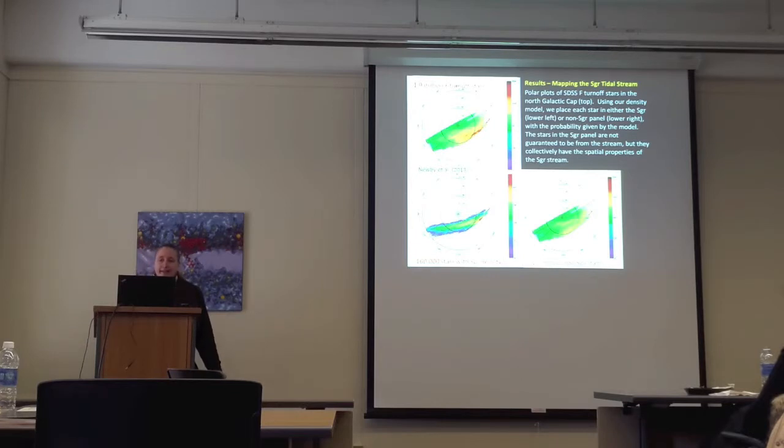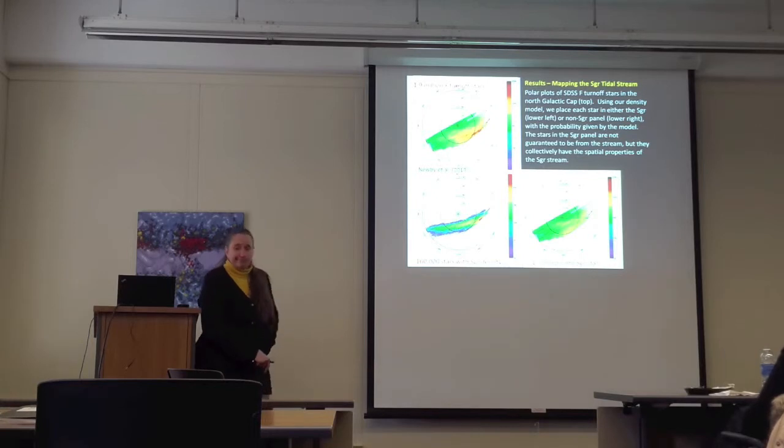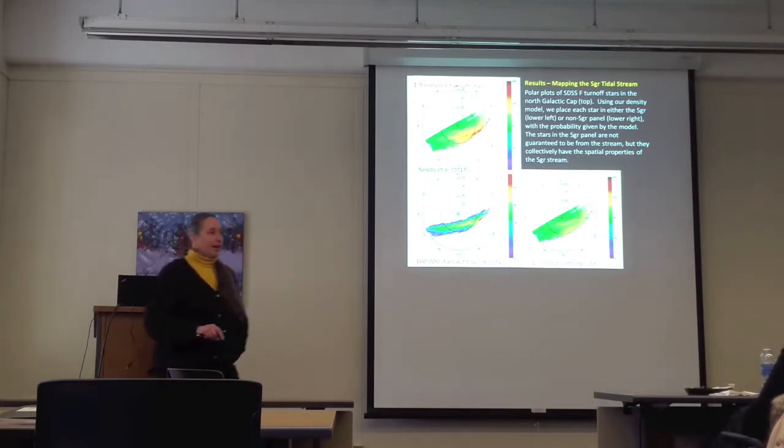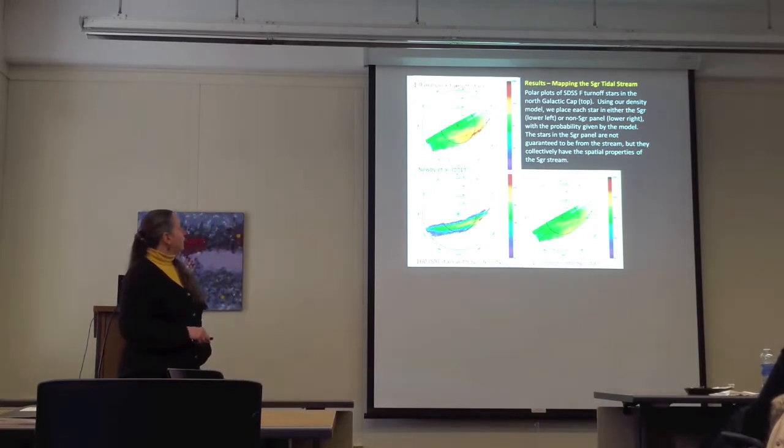So just at the end, I want to put up a couple of results from the two different applications that I have up. One of them is the density map of turn-off stars in the Sloan Digital Sky Survey in the North Galactic Cap. So that's 2 million turn-off stars that we've got in there.